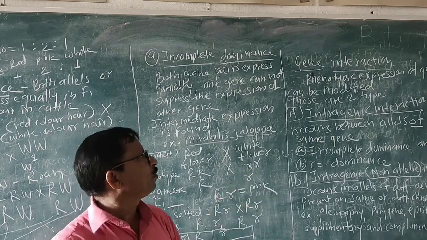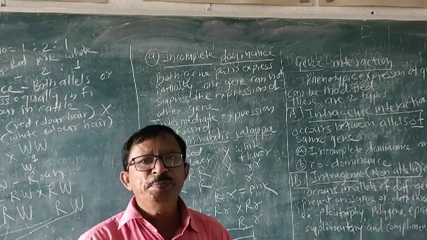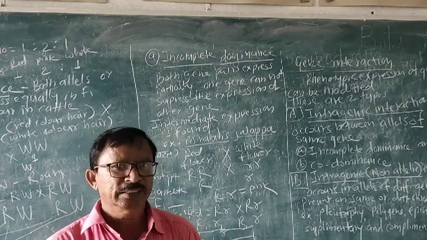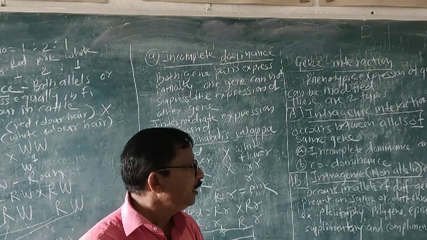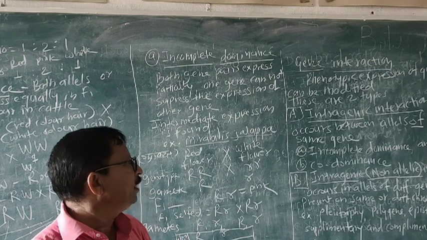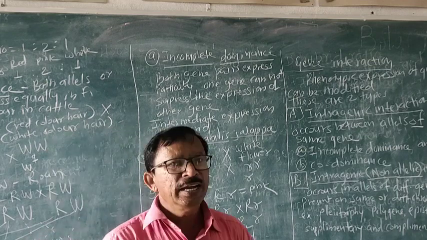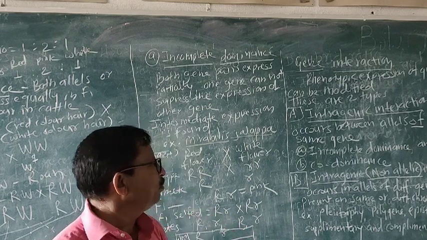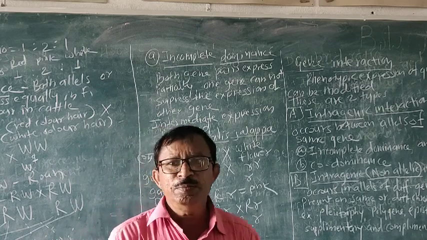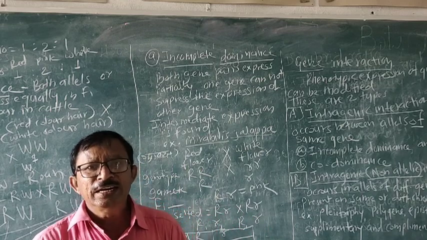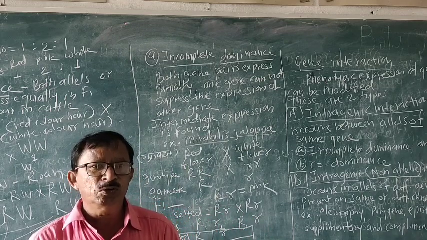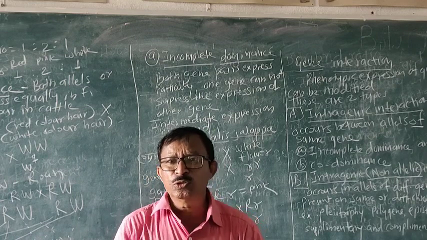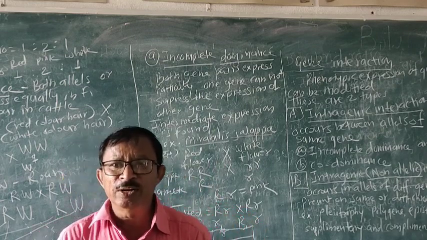There are two types of gene interactions in phenotypic expression. Number one is called intergenic interaction, and number two is intragenic interaction. What is intragenic interaction? That occurs between the alleles of the same gene. What is an allele? It is a pair of alternating characters present on the loci on the chromosome. When a pair of alternating characters is present on the loci, it is called an allele or allelomorph.